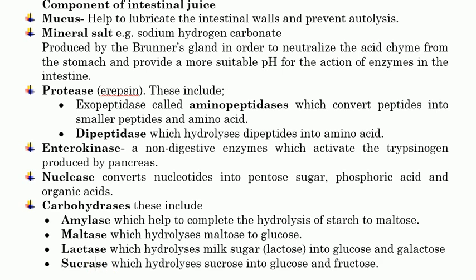Which hydrolyzes sucrose into glucose and fructose. In some of the other animals, they have some of the enzymes which can digest even cellulose, because cellulose is also a carbohydrate and it can be used as an energy source in some animals, especially in herbivores. But for us, it is impossible to digest cellulose, because we don't have the enzymes for digestion of cellulose.